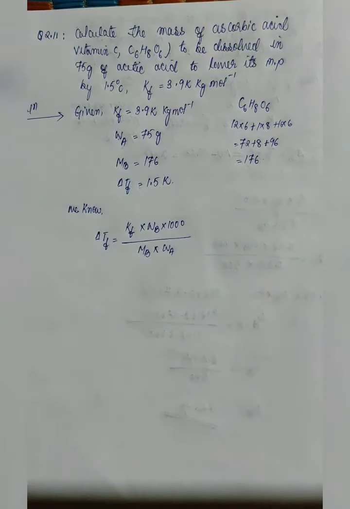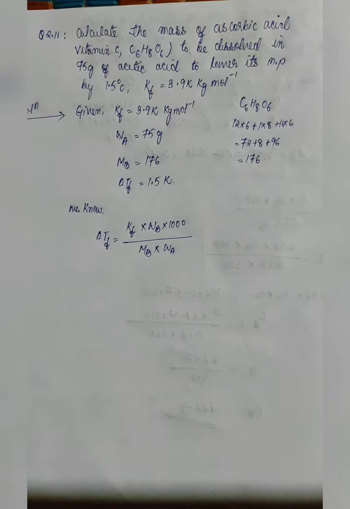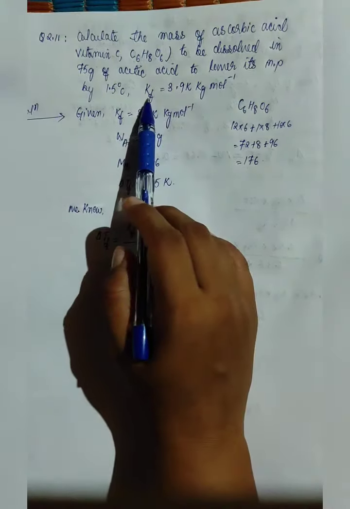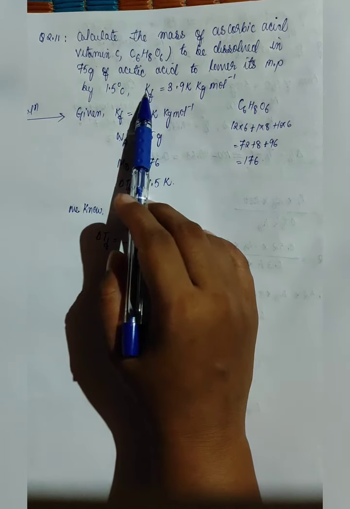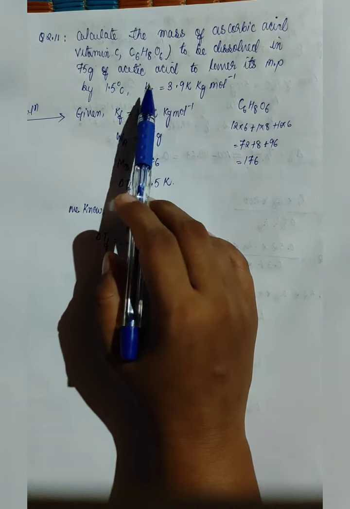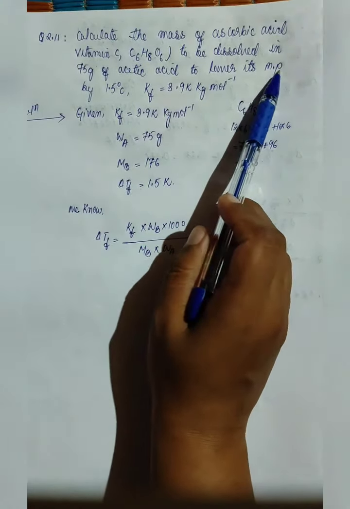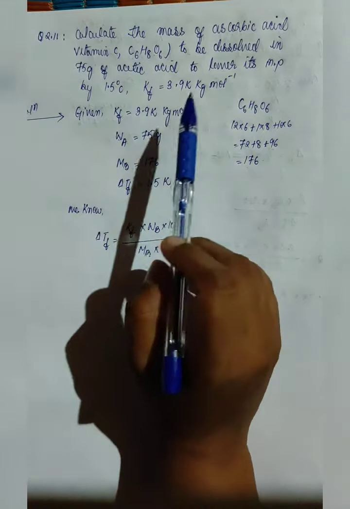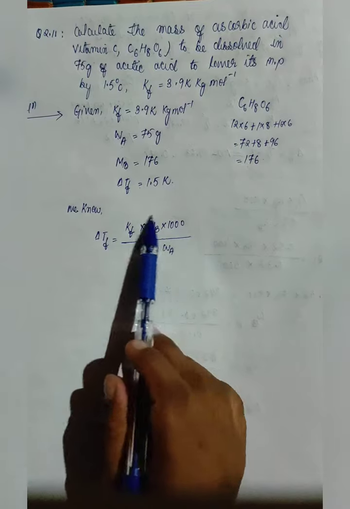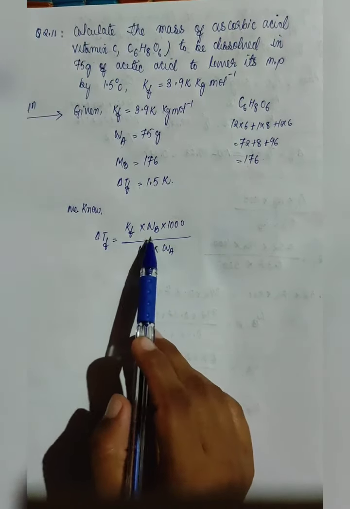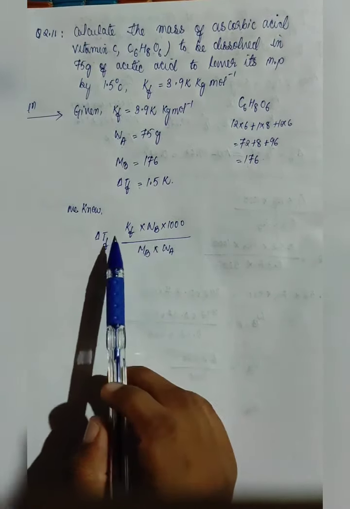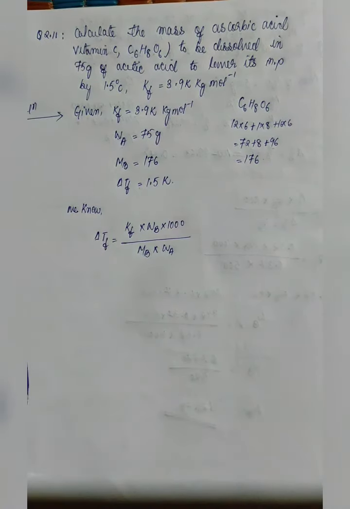So as I said earlier, from the question itself we will know which colligative property to use. From Kf itself you will know that we have to use the depression in freezing point colligative property. Even from melting point, if melting point is there, that means it is depression in freezing point. If boiling point, that means elevation of boiling point. So we know the formula for depression in freezing point. We have to calculate the mass of ascorbic acid.